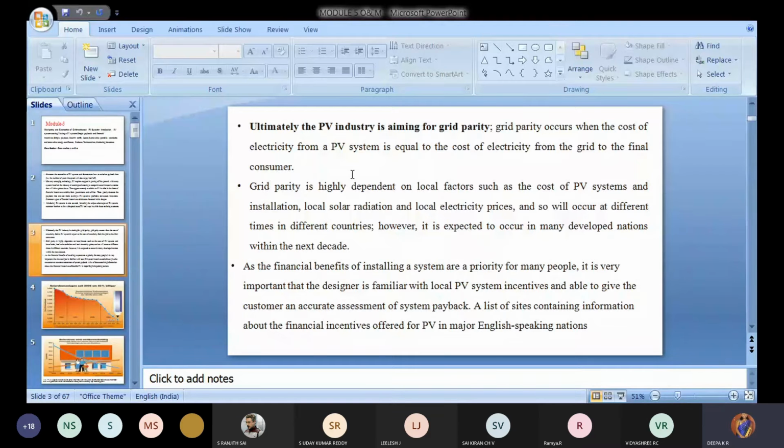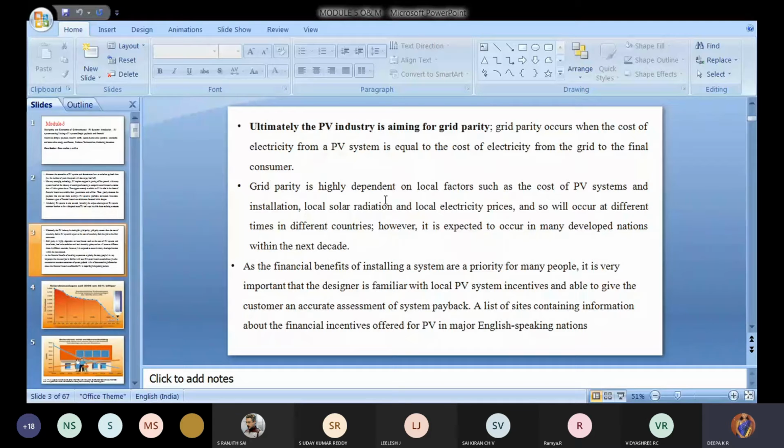But here they are saying it is different because of your location, radiation or irradiation, whatever you get, and how much you are getting from the source. So all that matters a lot. That's what they specify. Grid parity is dependent on local parameters. What exactly is the cost of your PV, how much array is installed at the beginning, how much solar radiation is available, and for that area what is the electricity bill. See, because the electricity bill is not constant everywhere, is it?